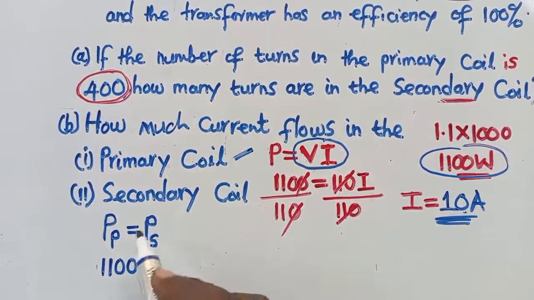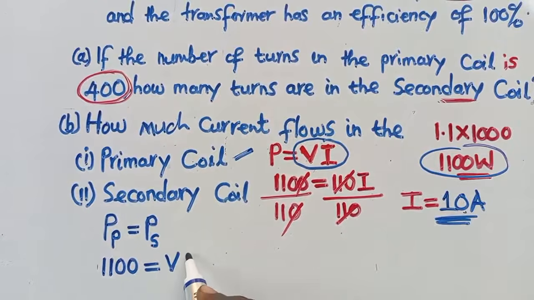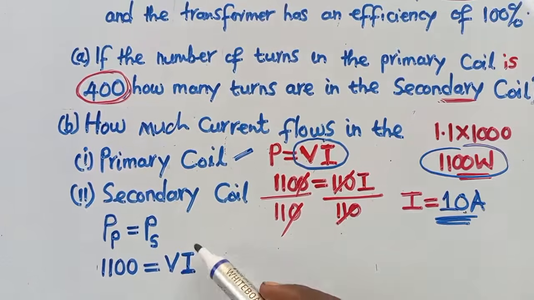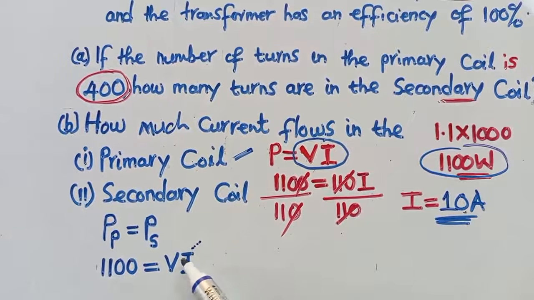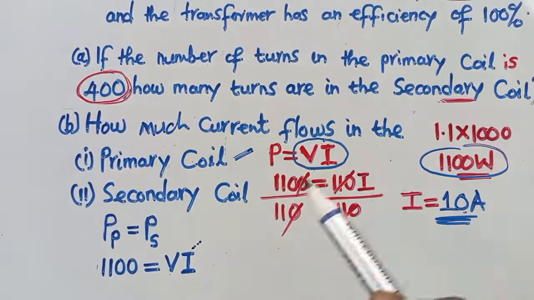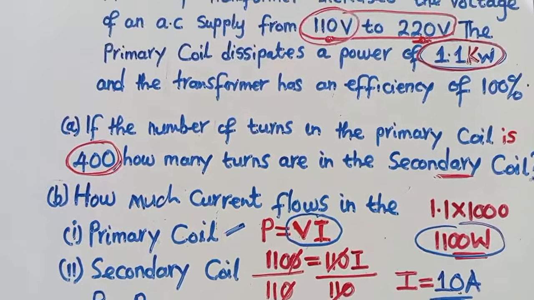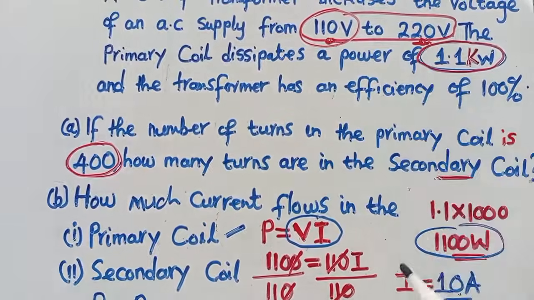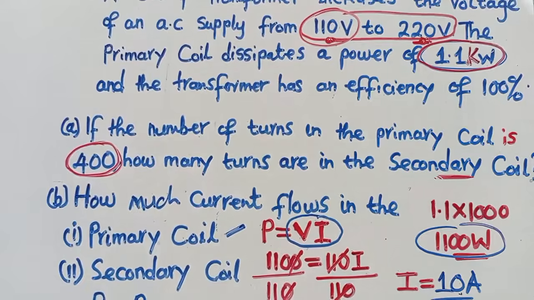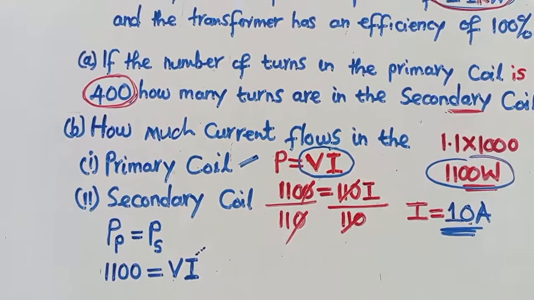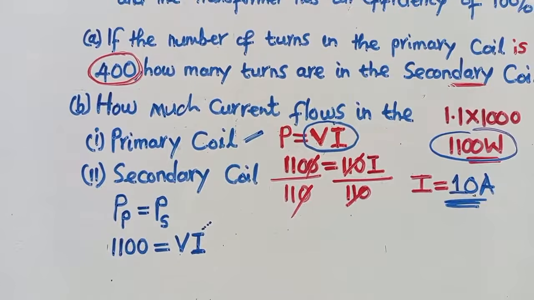power in the secondary. Power is equal to volts times current. Why am I doing this? Because I want to find this current. The voltage I know, isn't it? What is the voltage? If you check the question, the voltage is already there. The voltage is 220. So I now substitute in that.